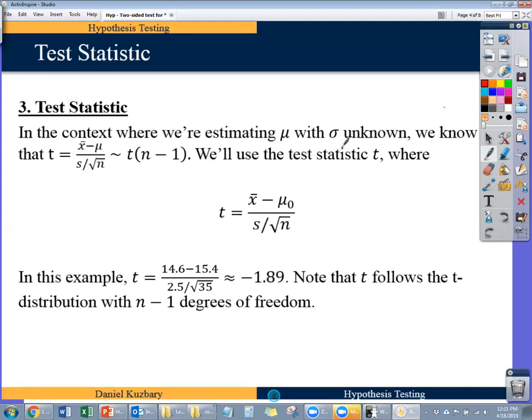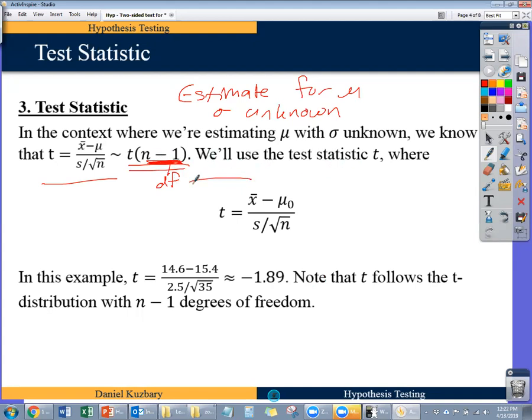Okay, so now we know we're estimating for mu, and we don't know what sigma is, which is going to affect our test statistic. So when you change this context, the probability changes. When you have to use s instead of sigma, you're now going to be in the t-distribution, and this is going to be your test statistic. So t, which is equal to x bar minus mu over s divided by the square root of n, follows a t-distribution with n minus 1 degrees of freedom. So that's what this thing is.